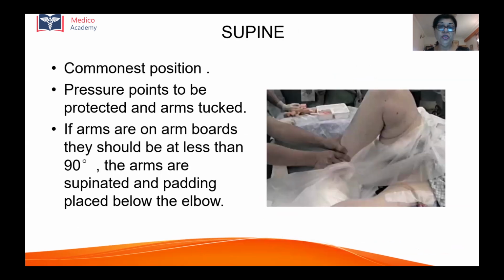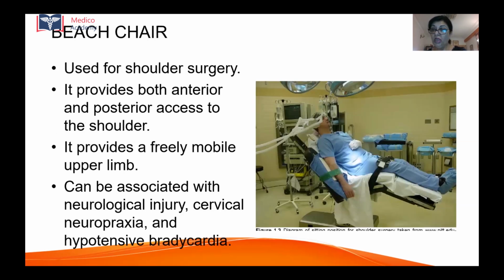Supine is the commonest position and it is used for TKR. The pressure points have to be protected and the arms are tucked, and if arms are on the arm boards, they should be at less than 90 degrees and the arms are supinated and the padding is placed below the elbow.